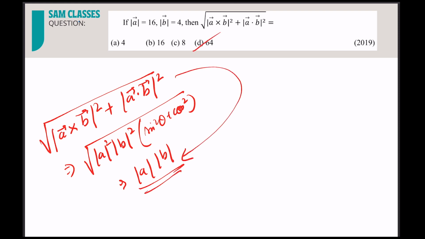Directly the answer will be 64. Clear everybody? This is very important for the upcoming questions. Whenever you see something like this, directly you can put the answer, that is equal to mod A into mod B. Okay. Now let's see the next question.